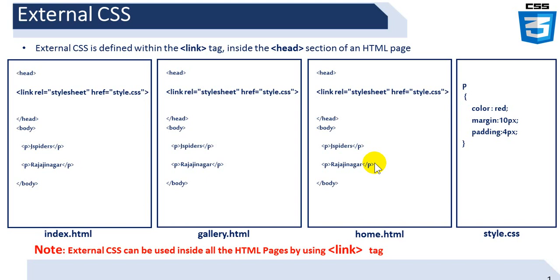I used internal CSS and applied red color to all the paragraphs for all the thousands of web pages. That means 1000 web pages are there, 1000 internal CSS are there. So in future, your team leader or your manager will ask you to change the paragraph colors from red to green for all the thousands of pages. If you have used internal CSS, you should visit each and every page and you should change the color.